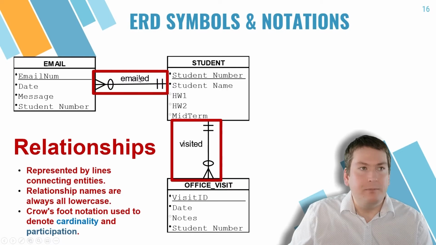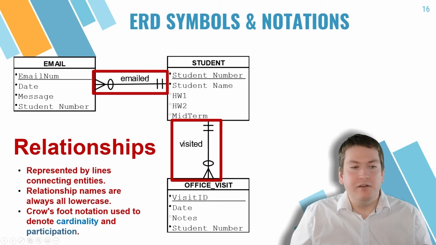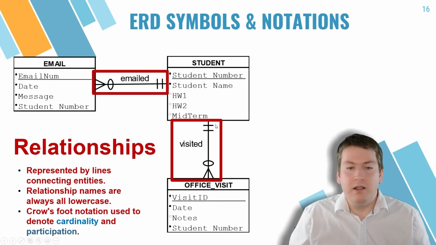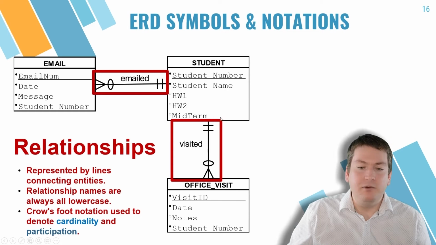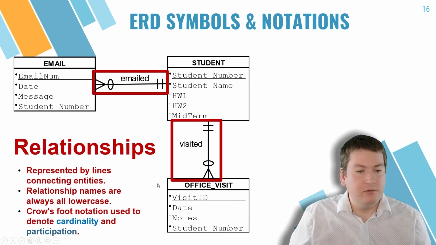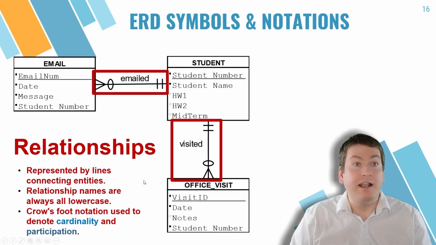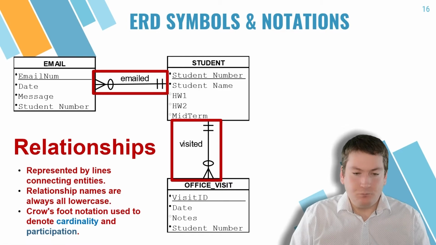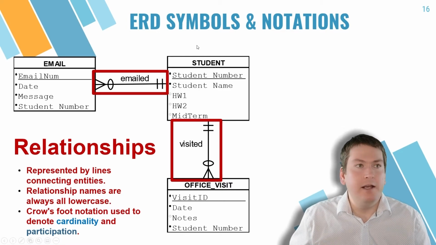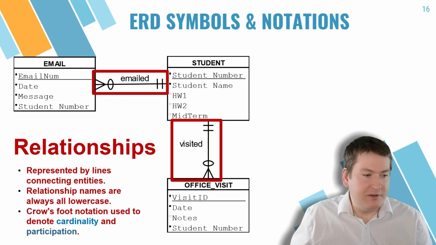So this relationship here that we call emailed, as denoted by just a name above the line, states that the student sent this email. Visited is going to say that the student visited this office hour. So it allows us to make connections between these different entities. And we define these using a line, but we also notice that there's some interesting symbols here.